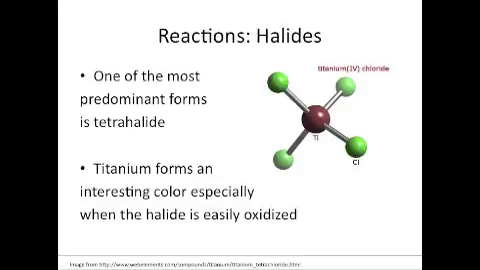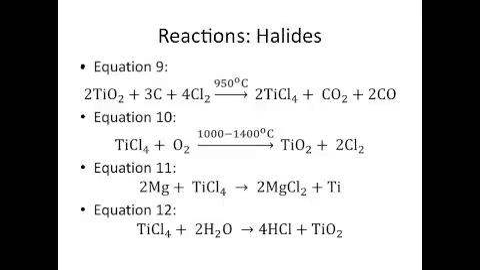One of the most predominant forms is the tetrahalide. Titanium forms an interesting color, especially when the halide is easily oxidized. Titanium tetrachloride forms by reducing ilmenite with carbon at 950 degrees Celsius, thus producing carbon monoxide as the byproduct. Titanium tetrachloride reacts with magnesium to produce titanium metal and magnesium chloride. The magnesium reduces the chloride in this equation.